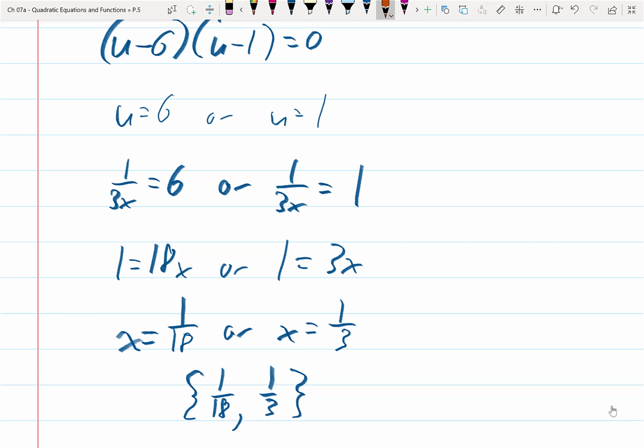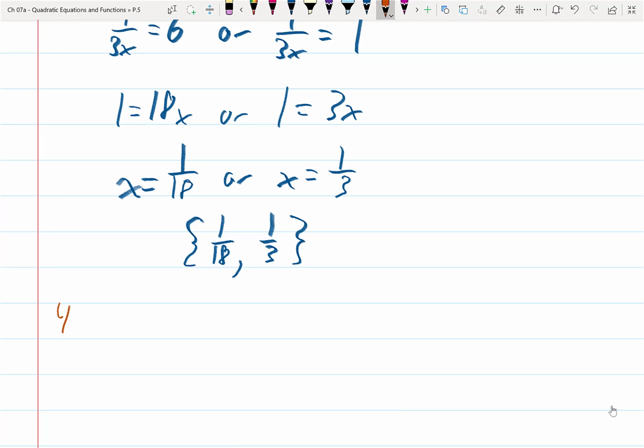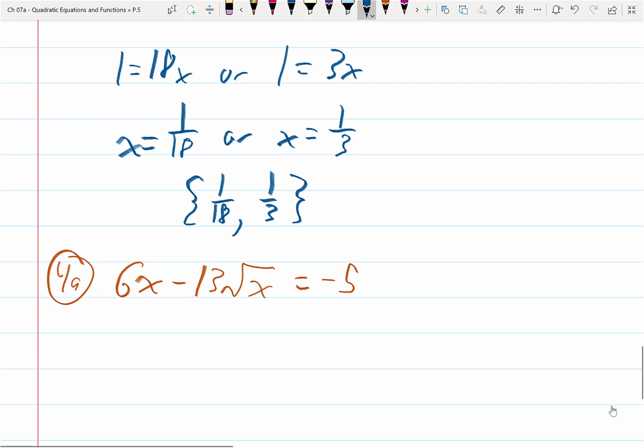So I want to give you a way to do a type of problem that we have done before. We're going to call this 4a, because I'm going to do the same problem in two different ways. You also are going to have directions that ask you to do this. 6x minus 13 root x equals negative 5. One of the ways you've done is to isolate the radical and square both sides. But you can also say, let u equal root x, which means that u squared is what?